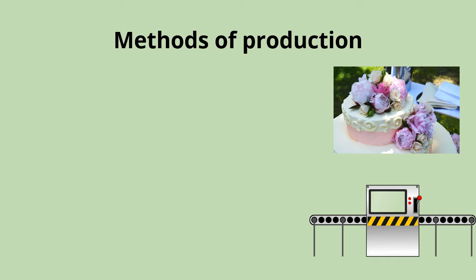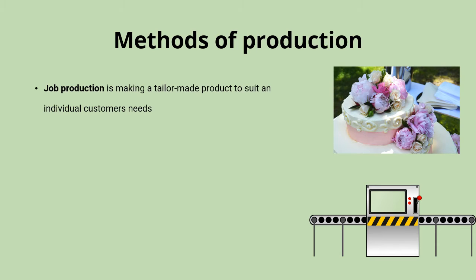So we're going to look first at the different methods of production, the different ways in which they could organise that process. The first of those is job production. This is when a business makes tailor-made products to suit individual customer needs. For examples, you might be thinking of creating a wedding cake or a tailor-made suit. The good thing about that is it's highly flexible for the customers, and you're making a product that is very unique to customer needs.